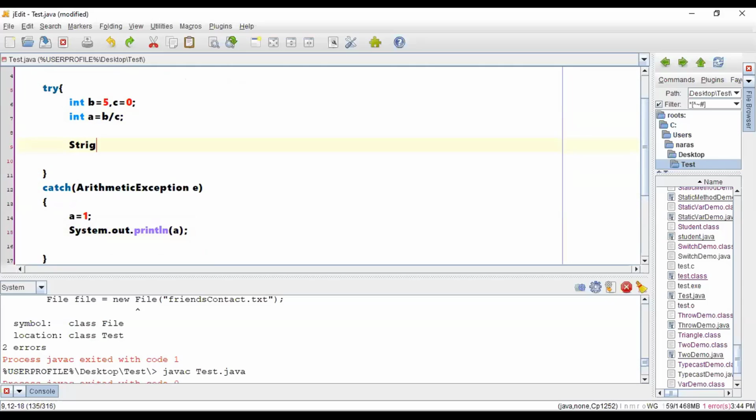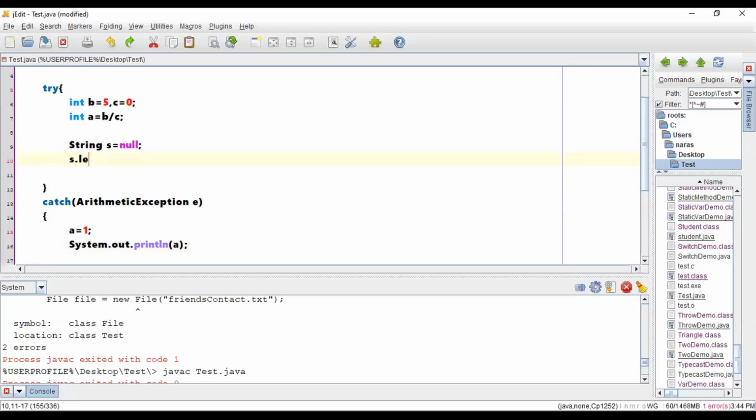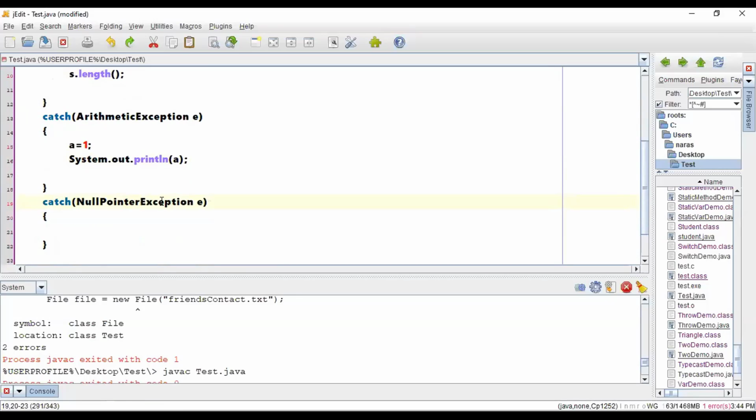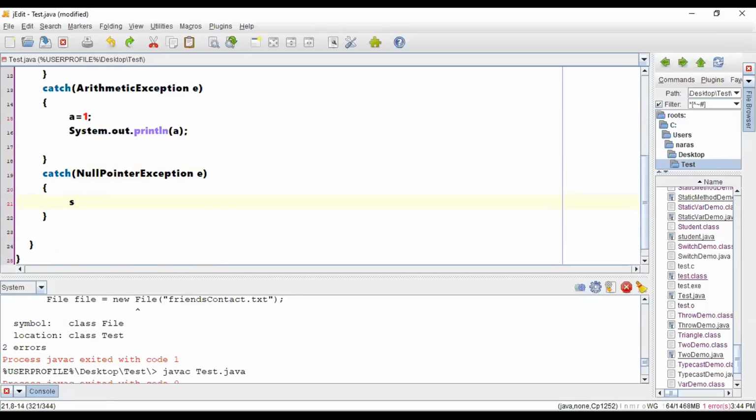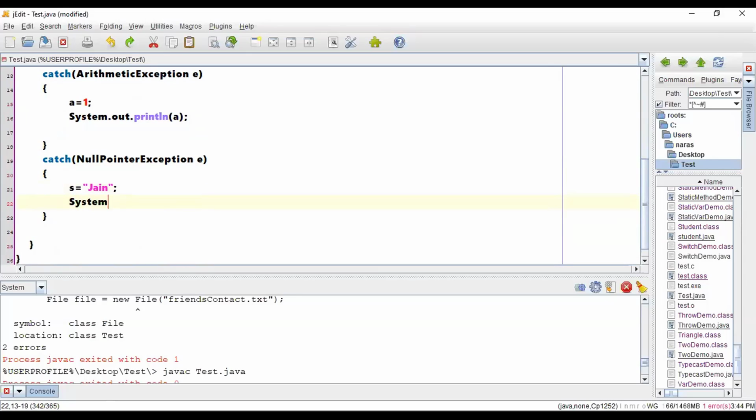Next, I have a string s which is assigned a null and I am saying s.length, right? So once I say s.length, it will raise an exception. Which exception will it raise? It will raise a null pointer exception. It says that you have assigned a null to the string, how are you able to calculate the length of a null string? Okay. So in this case, I will assign the value of s as something called a j. System.out.println whatever is the value of s, that I wanted to print.